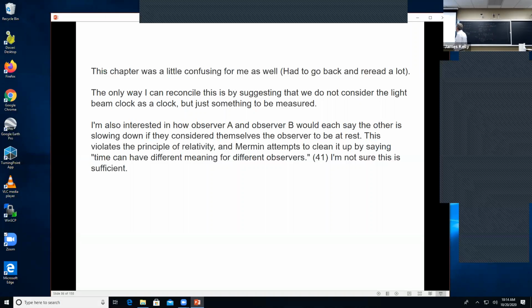Third comment: I'm also interested in how observer A and observer B would each say the other is slowing down if they consider themselves to be the observer at rest. This violates the principle of relativity. Well, I would say no, first of all. It doesn't violate the principle of relativity. If that were not true, it would violate the principle of relativity, right?